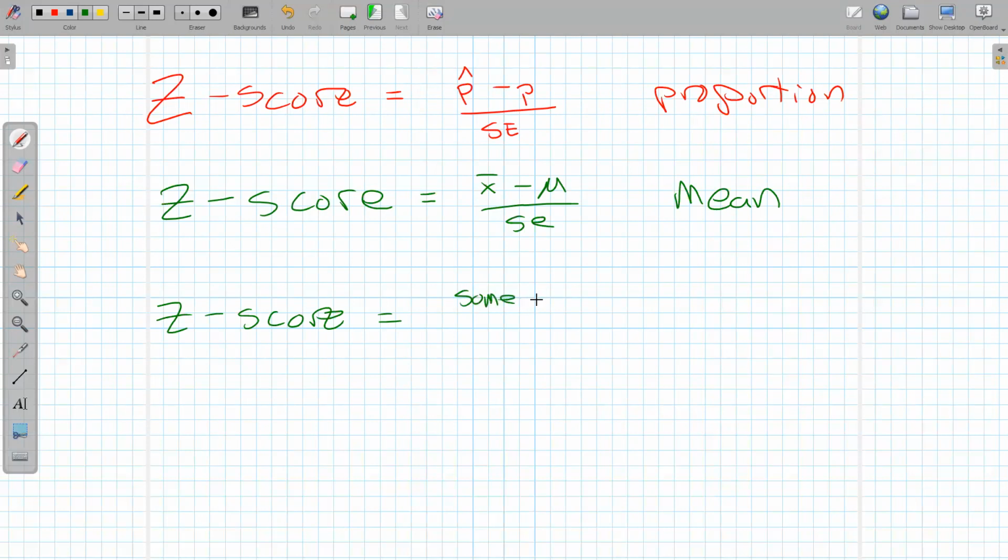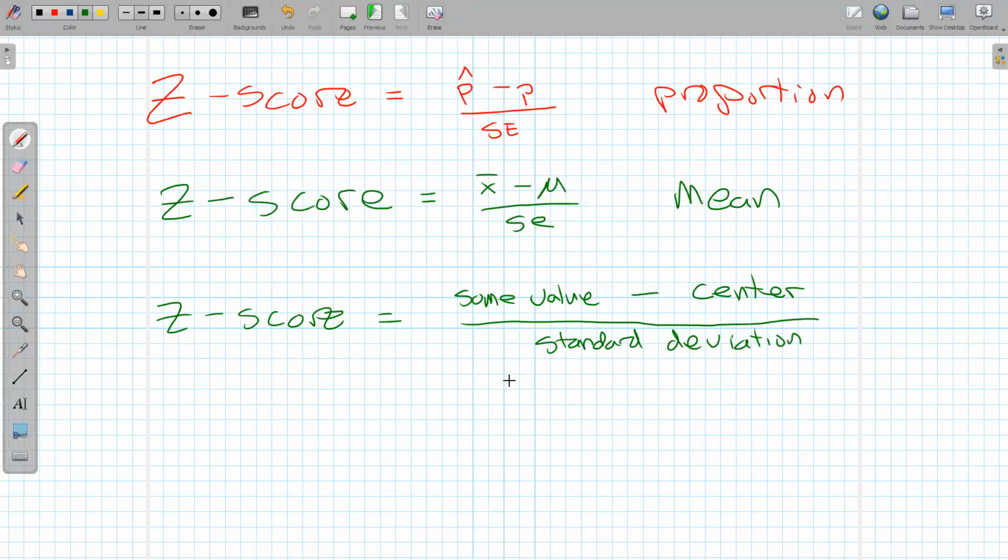And in general, for a z-score, we got some value of interest minus whatever the center is of our distribution divided by our measure of spread, which is always some kind of standard deviation. We just got to put the right one down there. For most of the work we do, our standard deviation is going to be that standard error. 99% of the time.